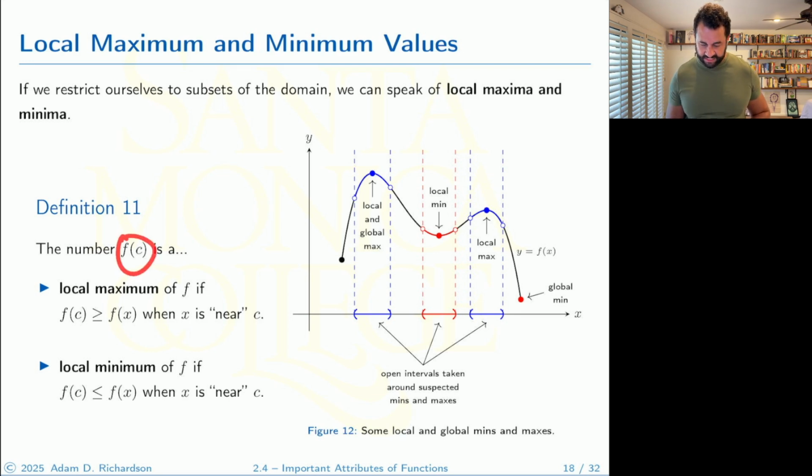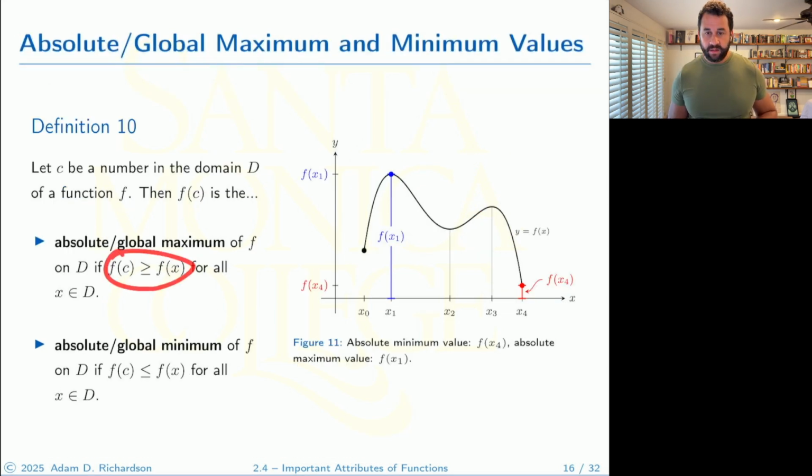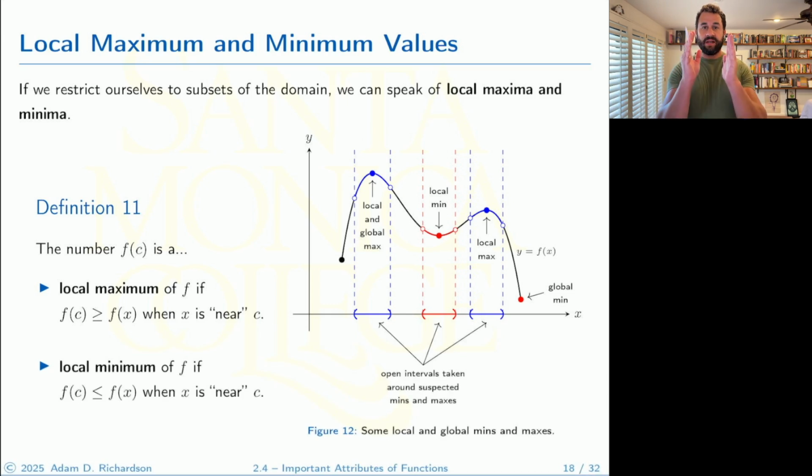The number f of c is a local maximum of f if f of c is greater than or equal to f of x when x is, quote, near the number c. All right, we're going to make sense of that in just a moment. We're going to define near in just a second. And it's a local minimum if f of c is less than or equal to f of x when x is near c. So this is basically the same definition that we had for absolute max and min, right? The only difference now is we're localizing our attention to an interval within the domain somewhere.